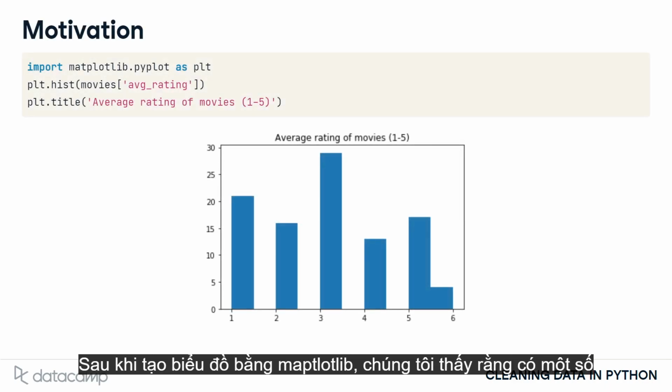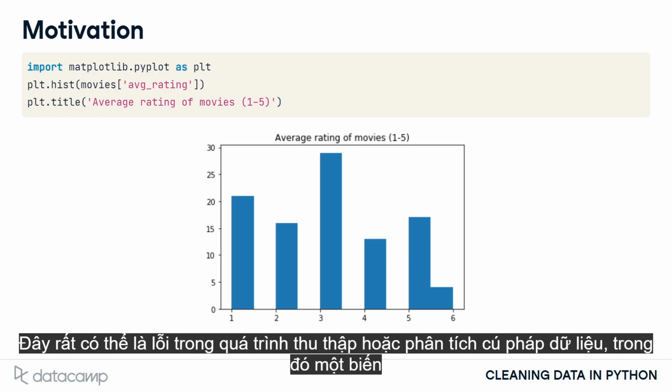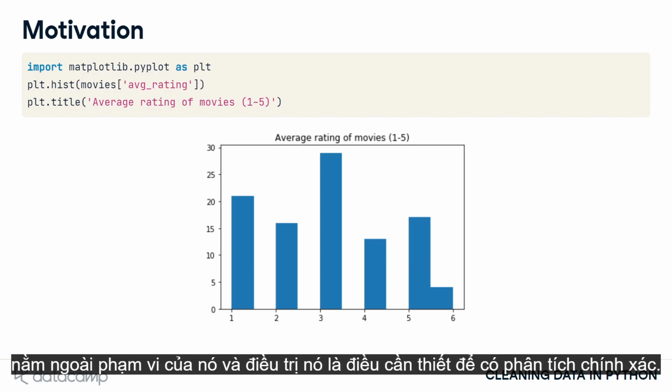After creating a histogram with matplotlib, we see that there are a few movies with an average rating of 6, which is well above the allowable range. This is most likely an error in data collection or parsing, where a variable is well beyond its range, and treating it is essential to have accurate analysis.